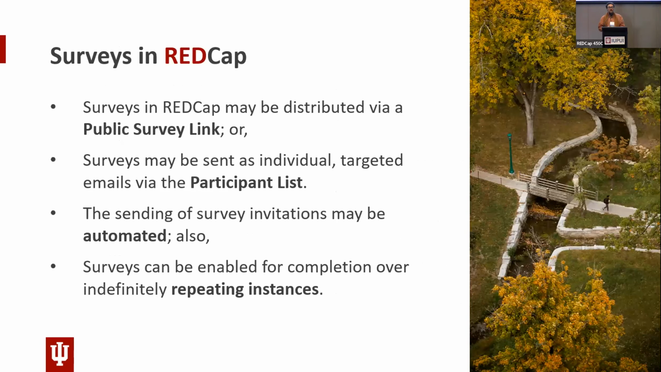And surveys in REDCap. Brenda touched on some of this, but essentially there's two different main ways that you can approach distributing surveys in REDCap. You can either use a public survey link, so a URL that you can post anywhere, or you can share with people, as many people as you like. They're able to submit the survey, or you can do targeted survey invitations to particular email addresses, if you have a list of emails, using the participant list.